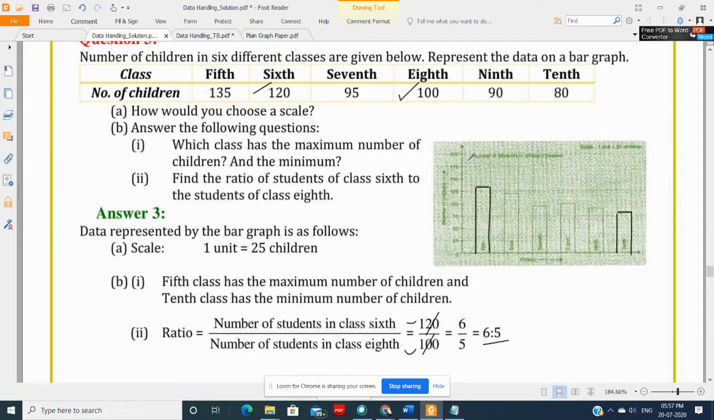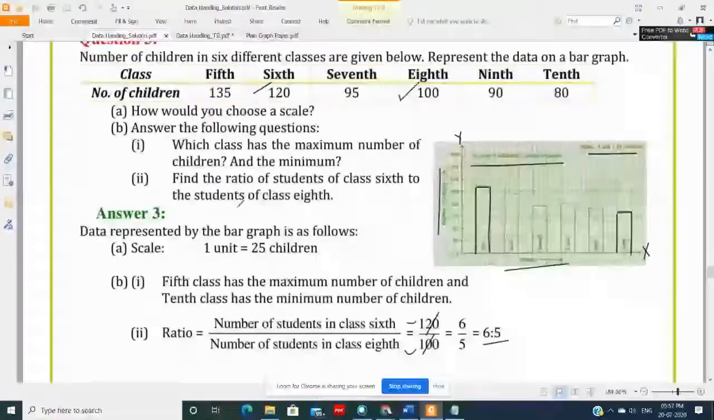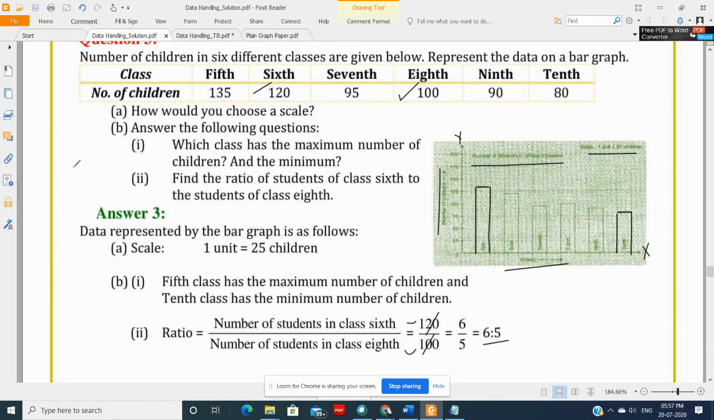You cannot see it here because see, this is your heading. They have written the scale. Okay. This is your y-axis, you need to mention it here, y-axis. This is your x-axis, so you need to mention it here as well. Here also you will write down number of children, and here you will write down class. Okay, so all this information is very important and it should be mentioned on the graph. All right, so this is how you can solve question 3 of this exercise.